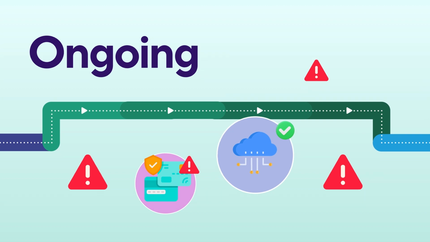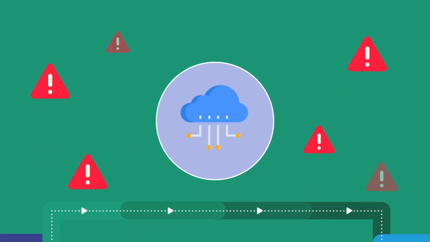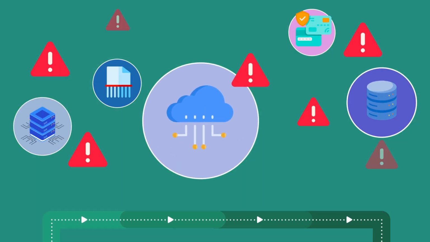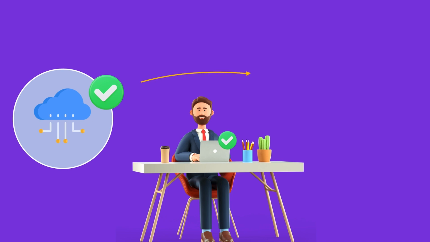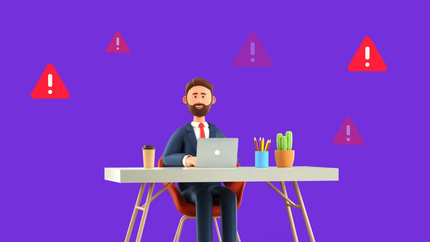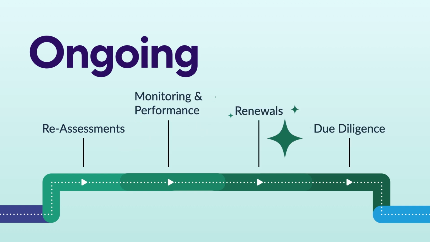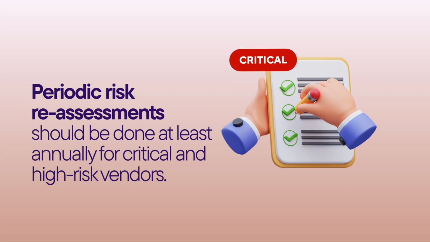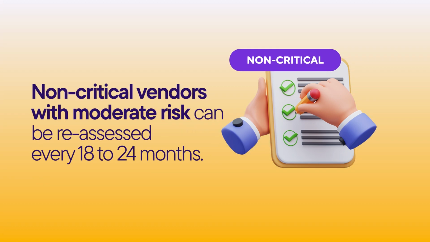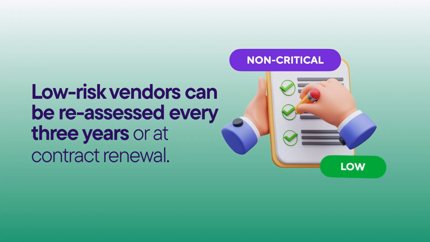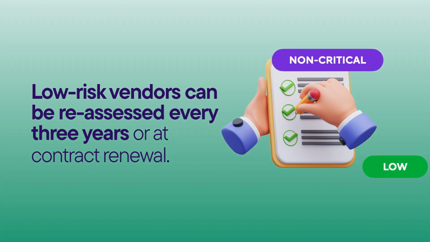Ongoing is the second stage. It identifies new and emerging third-party risks. Your vendor's risk and performance can change after you sign the contract. So your third-party risk management program should always include ongoing activities. Periodic risk reassessments should be done at least annually for critical and high-risk vendors. Non-critical vendors with moderate risk can be reassessed every 18 to 24 months. Low-risk vendors can be reassessed every 3 years or at contract renewal.